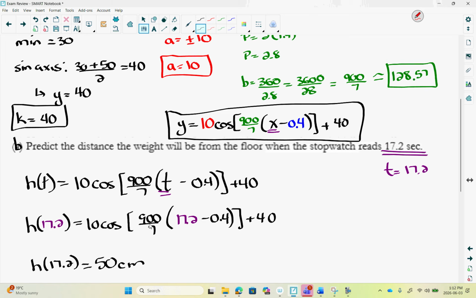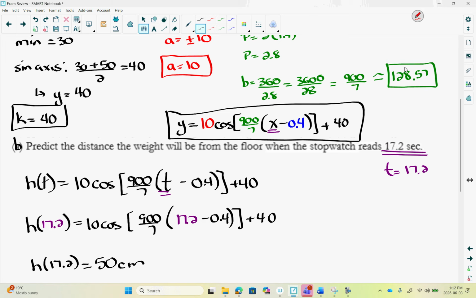The reason it's not 50 exactly is because I rounded. I put the 128.57. If we use the 900 over 7, and then open the bracket again, 17.2 minus 0.4, close the bracket twice, add 40. There's my 50 right on. Look, 50. You use the 900 over 7. You use an exact value. That's the benefit of using this instead of this.